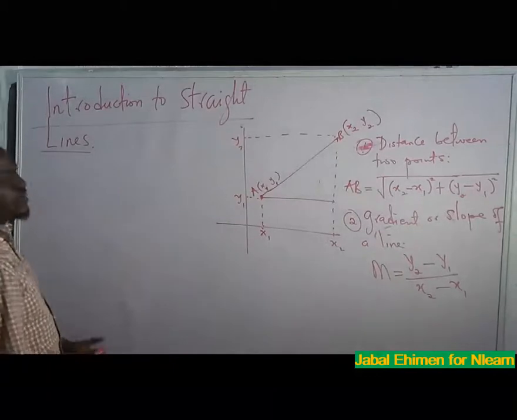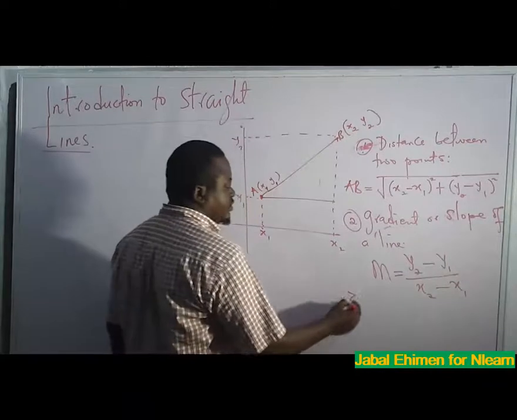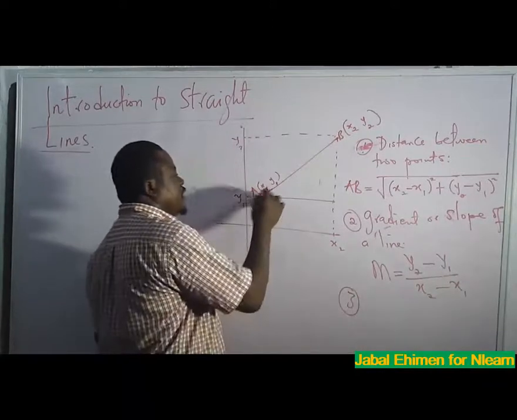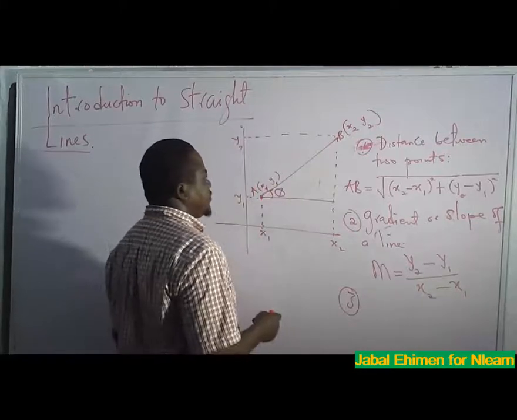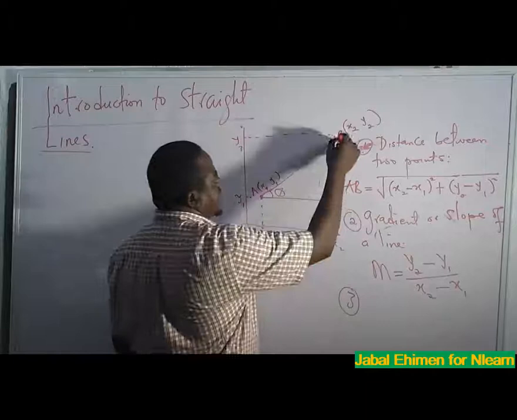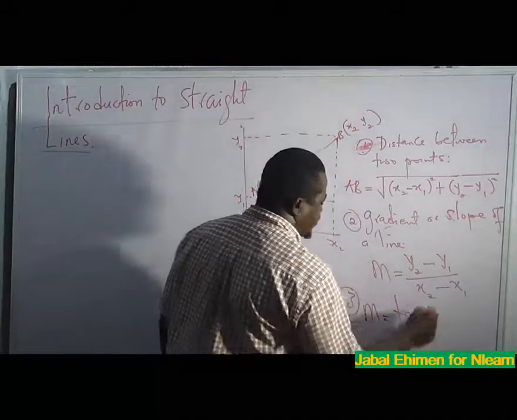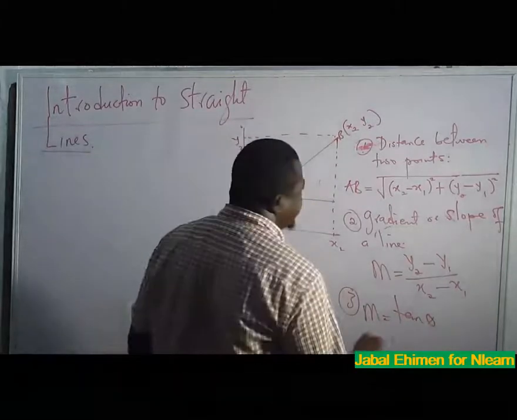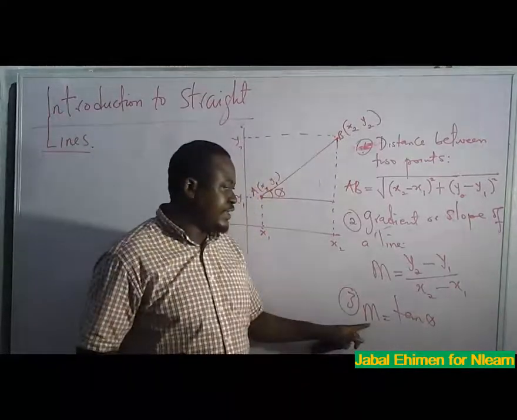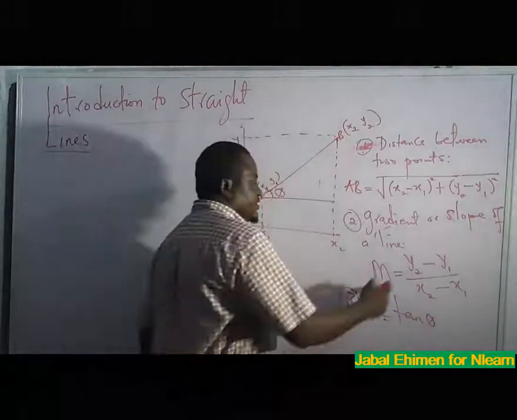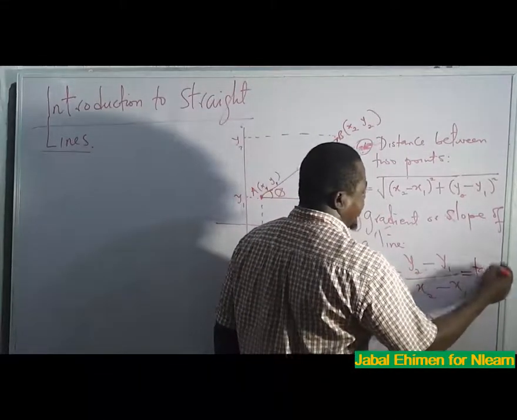On top of that, I can even have something from here. The third thing I can have from here is that if you look at this, you observe that angle theta can be observed here. And don't forget, if you have angle theta here, m can also be tan theta. So always remember that the gradient of a line can also be tan theta. What it means is that y2 minus y1 over x2 minus x1 can also be equal to tan theta. It's still the same thing.